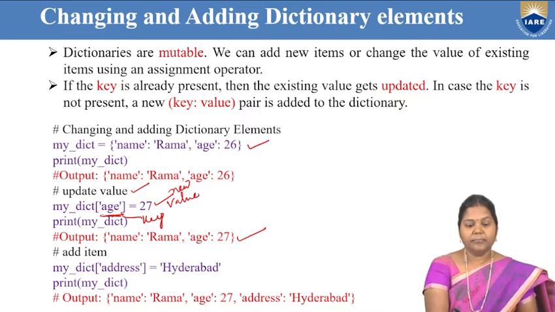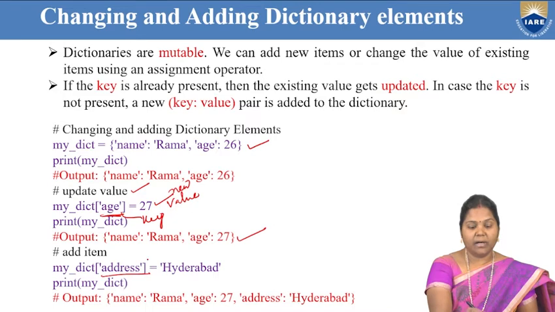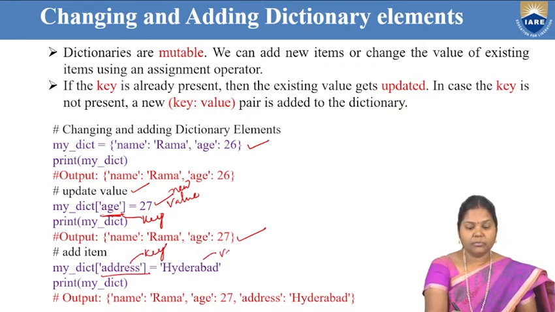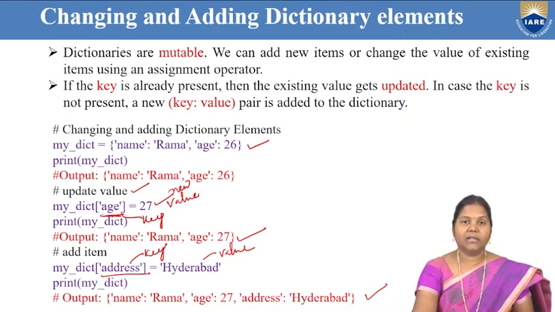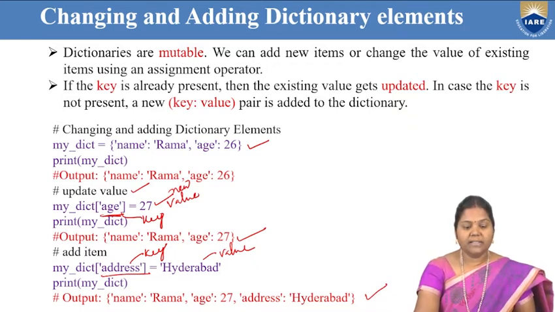Similarly, the address is not there. If I want to add one key value pair, then that is also possible. To the dictionary, add one item, give the key and its value, and then it gets added into the dictionary. So either you can update the existing values or you can add a new key value pair. For both cases, I have used the square bracket method, giving the key in the square brackets.